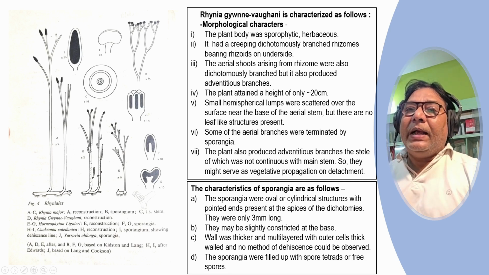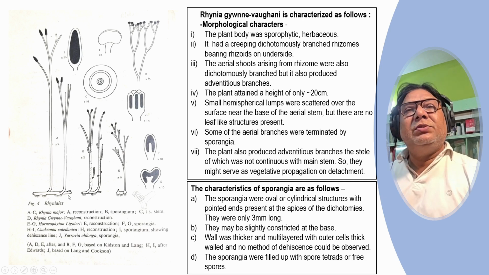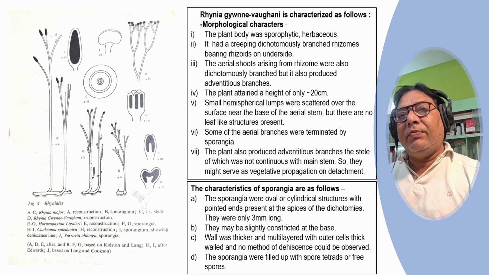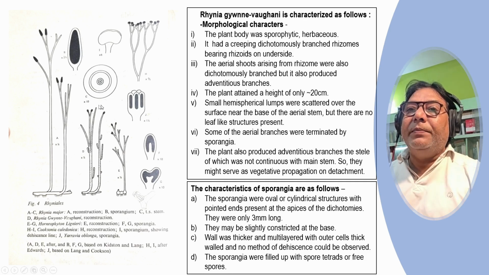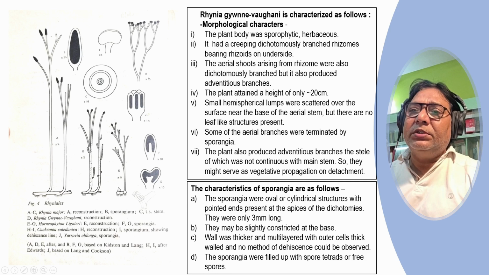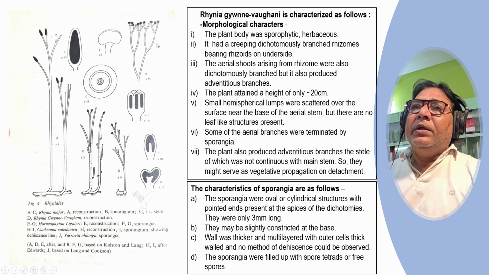So we should talk about Rhynia gwynne-vaughanii because Rhynia major is no longer Rhynia, it is Lepidodendron major now. So we will concentrate on this plant, this middle one. And this plant is Horneophyton, so you should not concentrate on these 3-4 diagrams. You omit them, okay? And we can concentrate on this.